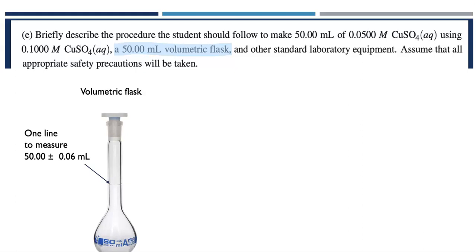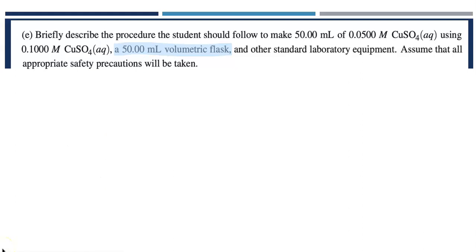It can measure 50.00 milliliters really, really precisely, plus or minus 0.06 milliliters. It's the only volume measurement it can do. 50 mL, that's it. That's the only one you can count on when you're working with this volumetric flask. But it does it really precisely, which is exactly what we want here.